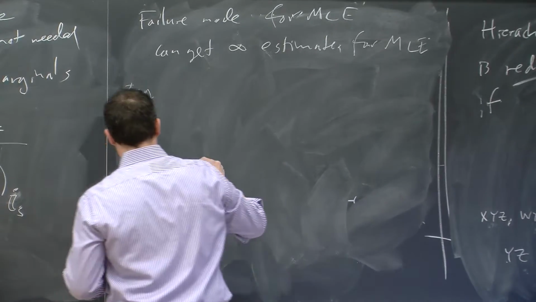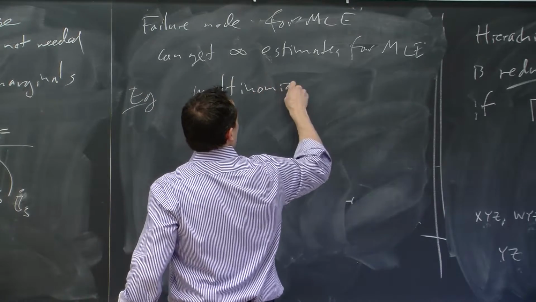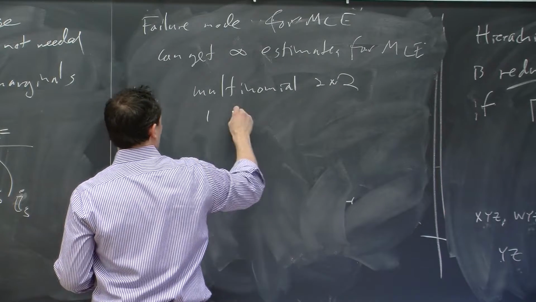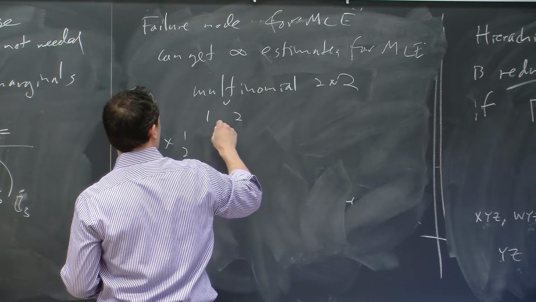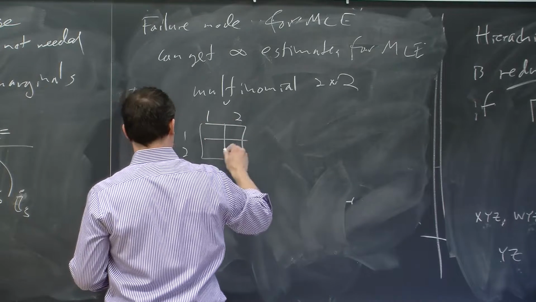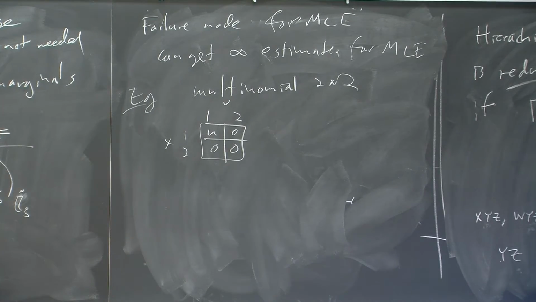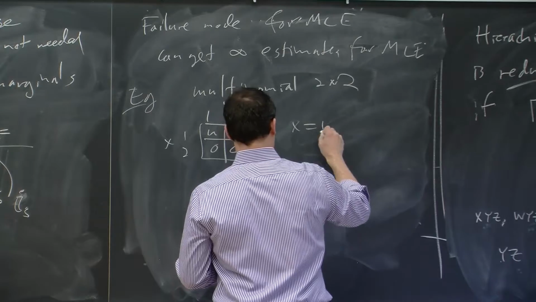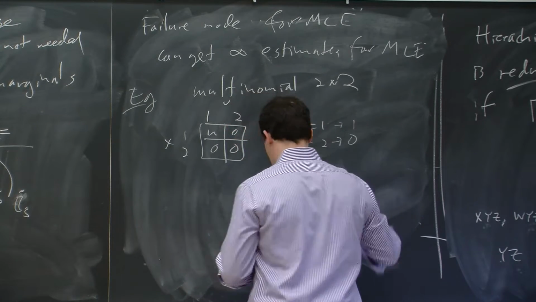So suppose we have a multinomial 2x2 table. This is a very degenerate example. We have an x and a y, have a 2x2 table, and everything is 0 except for x equals 1, y equals 1. And we're going to encode x equals 1 as 1 and x equals 2 as 0.